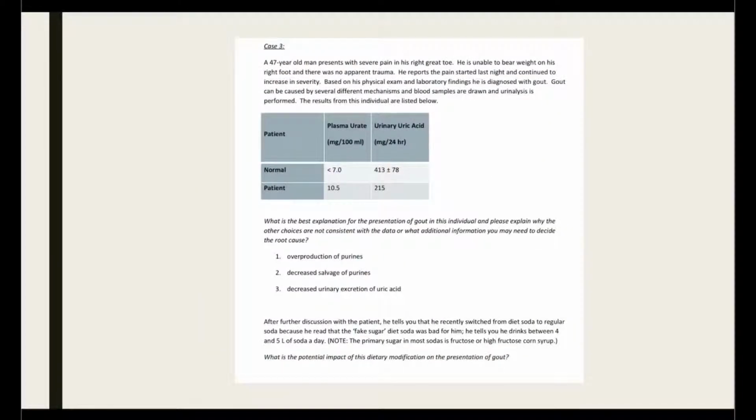So the second case I am going to be talking about is case 3. In this case, a 47-year-old man is diagnosed with gout. So to summarize, he has high plasma urate levels and low urinary uric acid levels. And I need to pick the best explanation for his presentation of gout from the overproduction of purines, the decreased salvage of purines, or the decreased urinary excretion of uric acid.